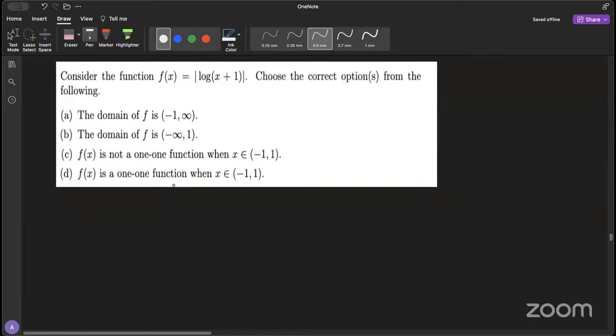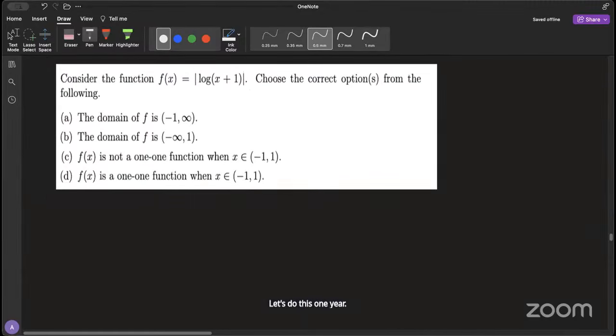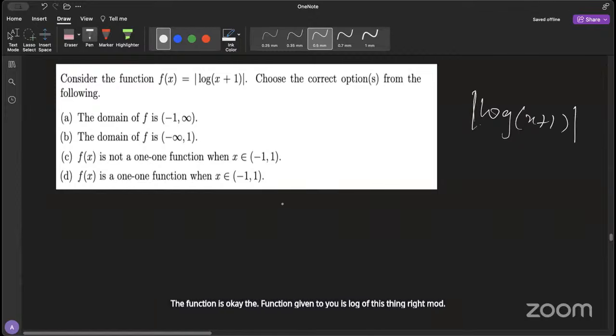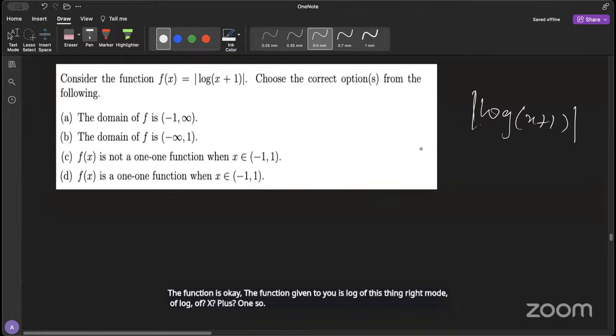Let's do this one here. So I think the answer is function C. The function given to you is log of mod of log of x plus 1, right? So first you have to find the domain of this. The only thing that will trouble you is this thing. You just need to make sure that x plus 1 is greater than 0.